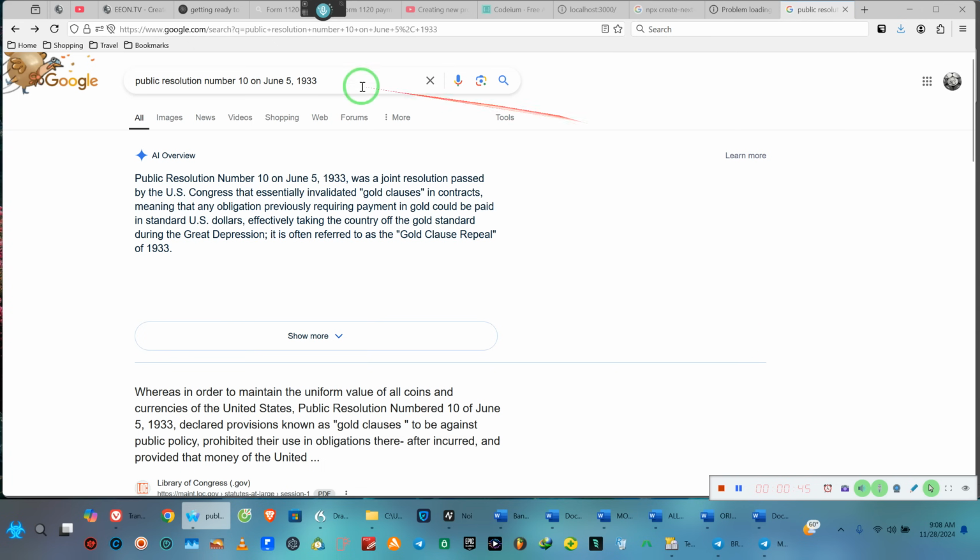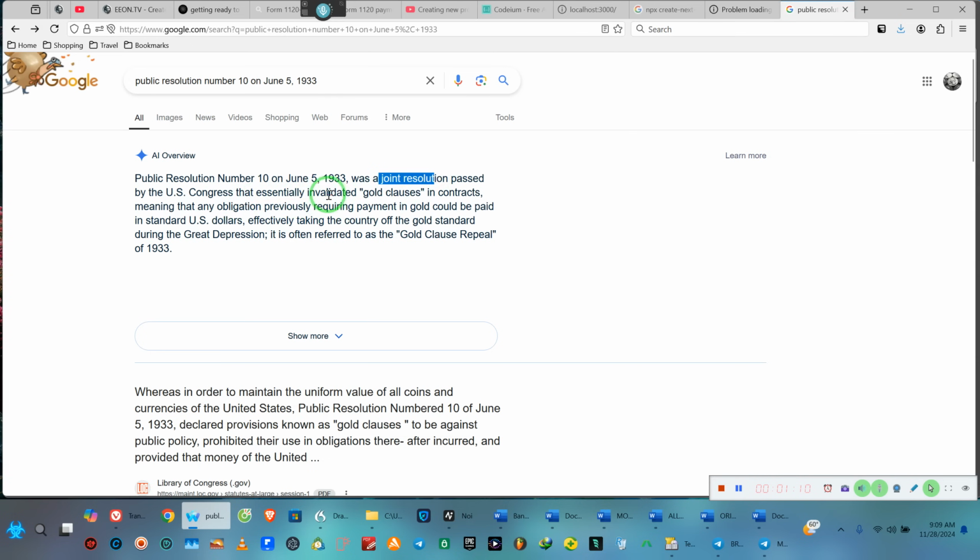Pay attention. Public Resolution number 10 of June 5th, 1933. That's the easiest way to find it. That's the easiest way to understand it. Public Resolution number 10 of June 5th, 1933 was a joint resolution passed by the United States Congress. It's not House Joint Resolution, it's called Joint Resolution. Hold on now, we ain't finished.